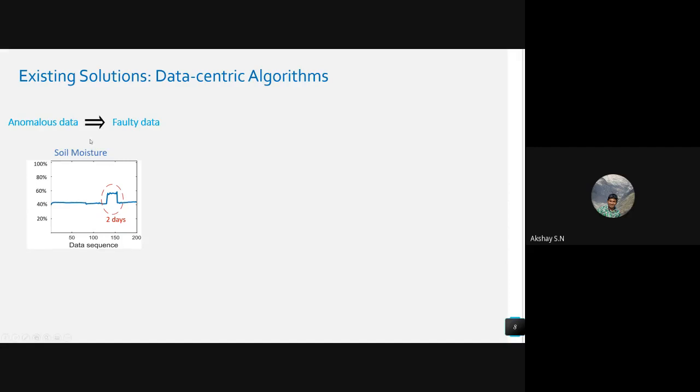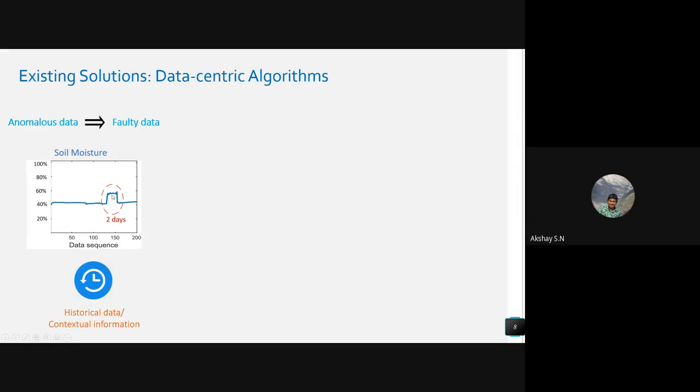However, not all anomalous data needs to be faulty. For example, you could have high soil moisture values in these 2 days because somebody poured water there, or it rained in those 2 days, because of which the soil moisture values could have increased. So to accurately detect whether this is faulty or not, you would need some historical data or contextual information, such as: did it rain on those 2 days? Did somebody pour water? What is actually happening? Without this additional information, there is no way you can tell whether this is faulty or working data.